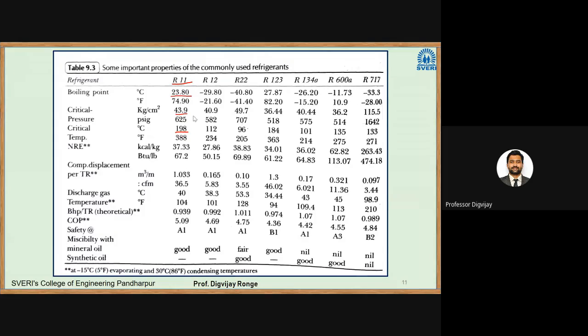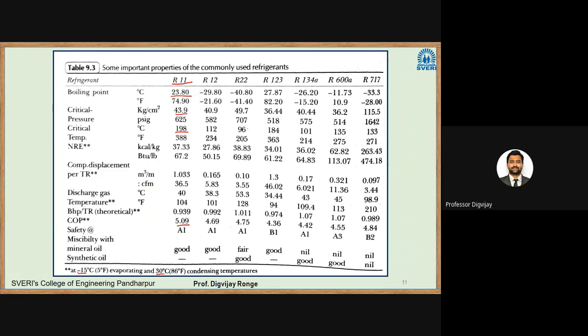Then we have the COP. If I use R11 and calculate the COP, how are they calculating it in this case? They are assuming an evaporator temperature of minus 50 degrees Celsius and a condenser temperature of 30 degrees Celsius. If I use R11, in that case the COP will be 5.09.